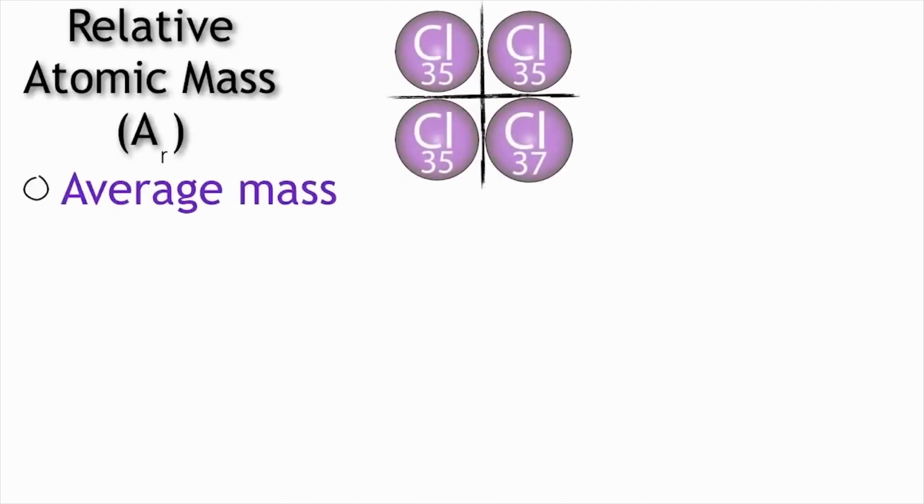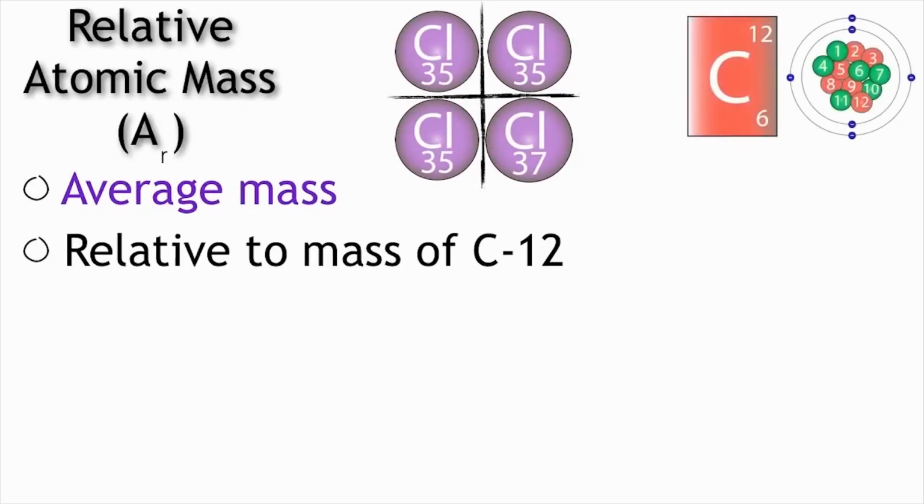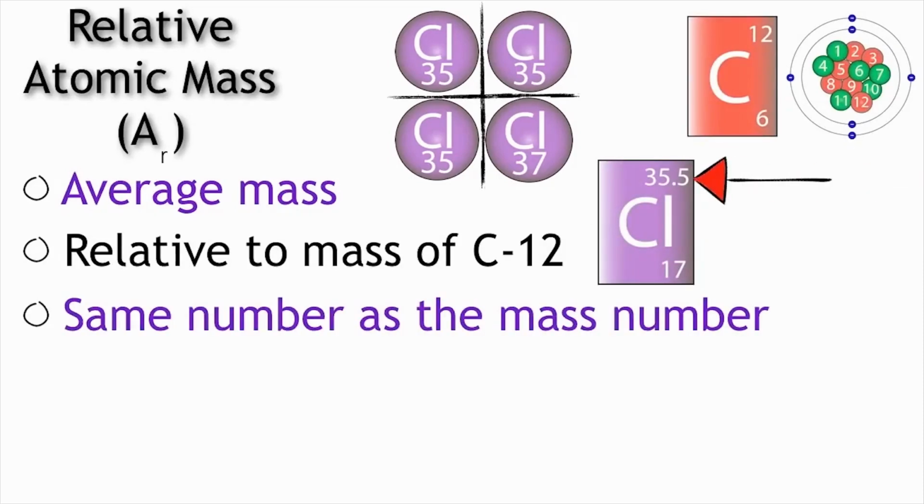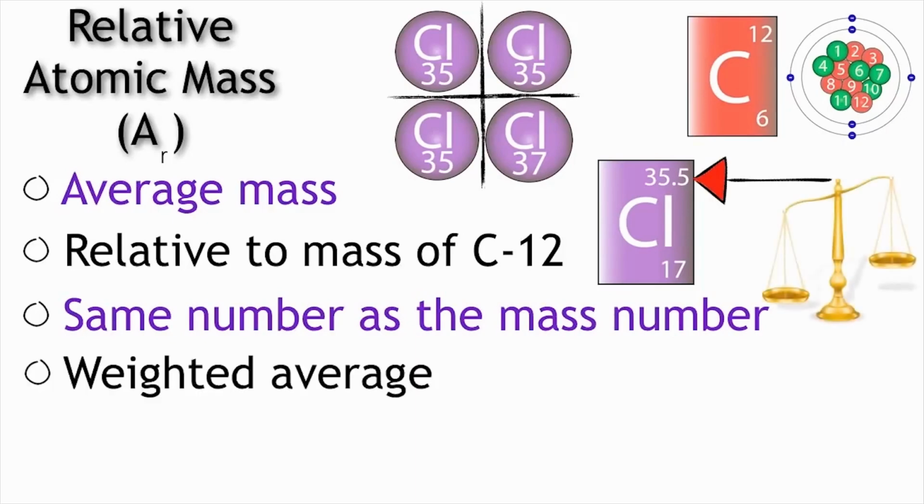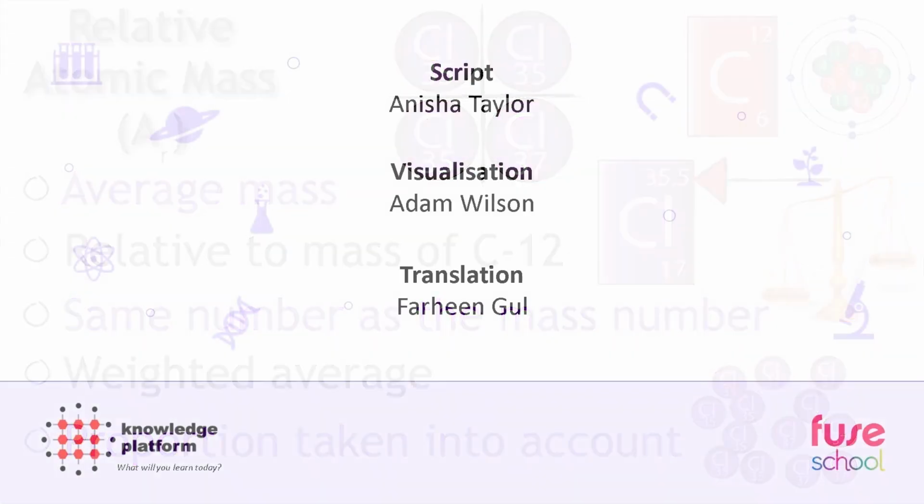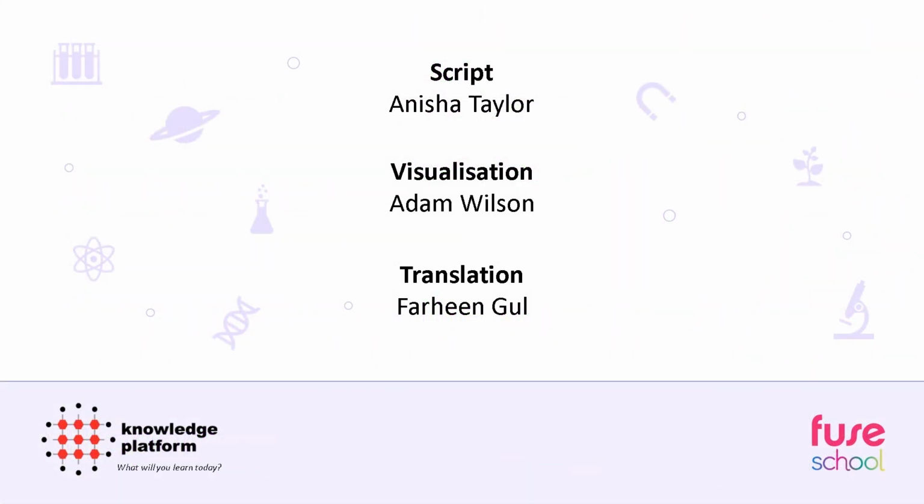So, the relative atomic mass of an element is defined as the average mass of the naturally occurring isotopes of an element relative to the mass of an atom of carbon-12. On the periodic table, it is the same number as the mass number. The number is a weighted average, and when calculating its value, the proportion of an isotope in the sample must be considered.